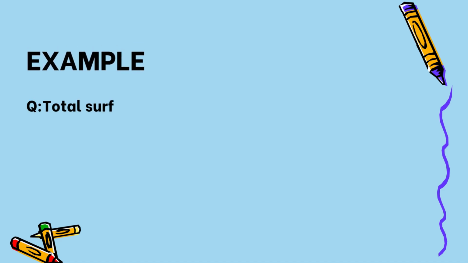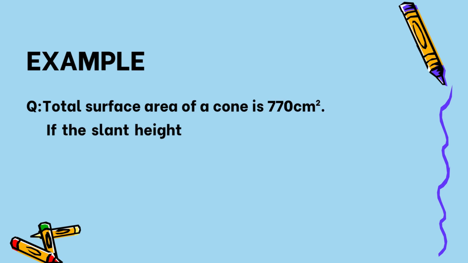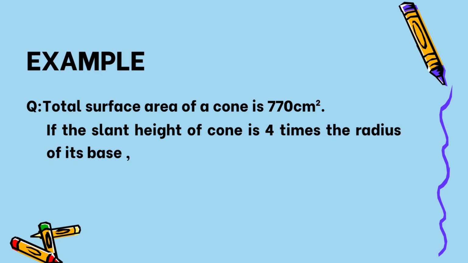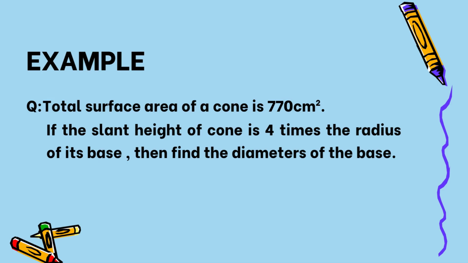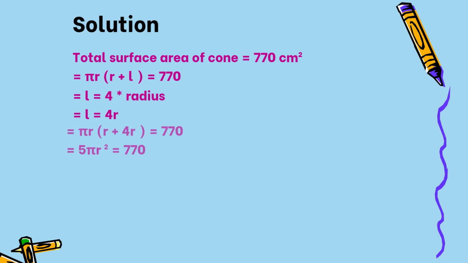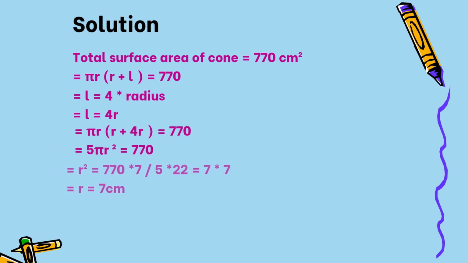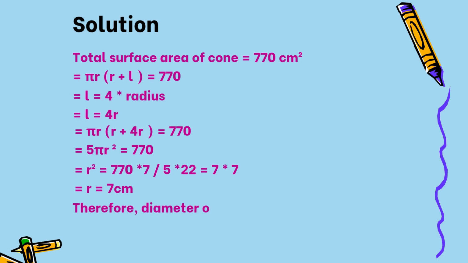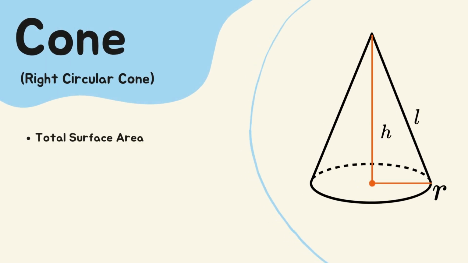If the total surface area of a cone is 770 centimeters squared and the slant height is 4 times the radius of its base, we need to find the diameter of the base. We start with the equation total surface area equals pi r (r plus L) equals 770. Given that L equals 4 times radius, we can substitute this into the equation to find r. After solving the equation, we find r equals 7 centimeters, so the diameter of the base of the cone is 14 centimeters.